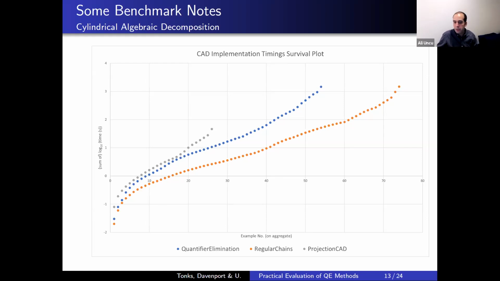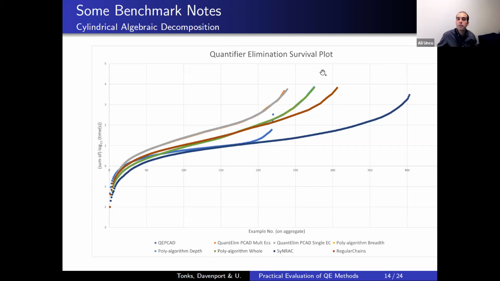Now, the last benchmark note that I want to make is the quantifier elimination survival plot. And here there are many different strategies and many different packages. So here are the ones that I should mention: QEPCAD, Chris Brown's implementation. So Zach compares it with his implementation. QEPCAD performs the worst in this survival plot challenge. Synrac seems to be outperforming all of them, and regular chains is still performing quite well.